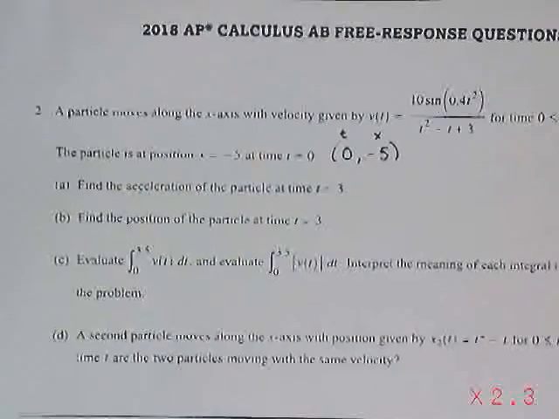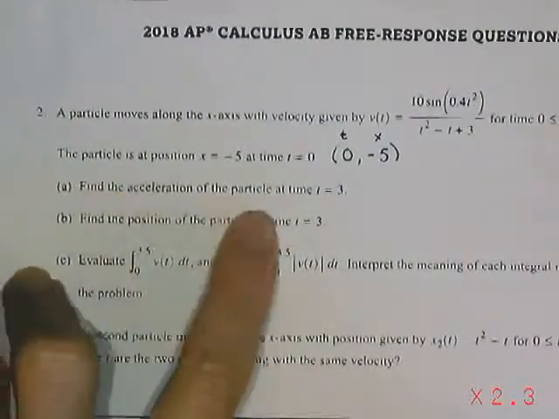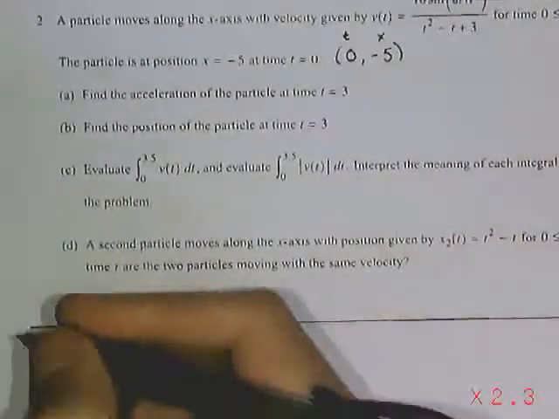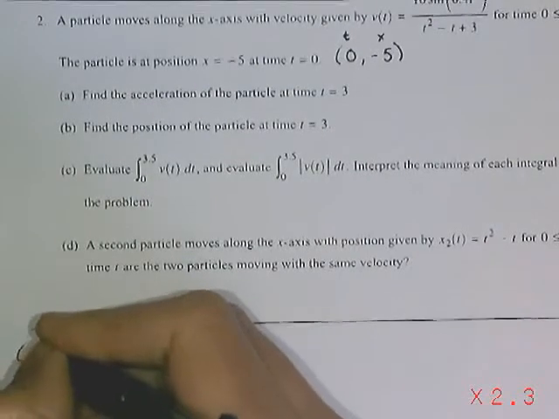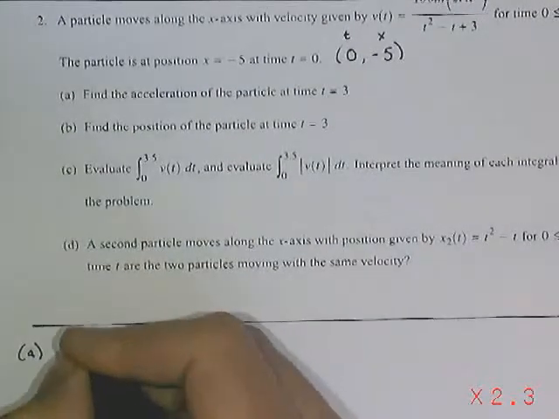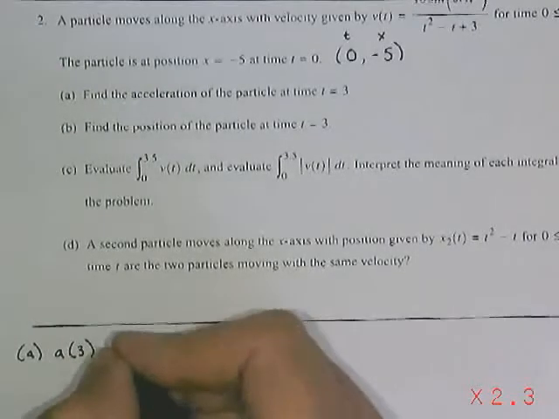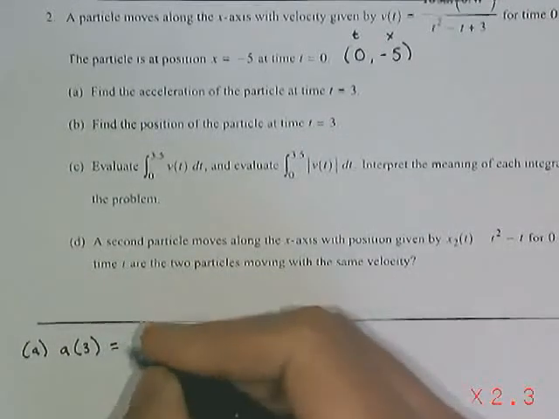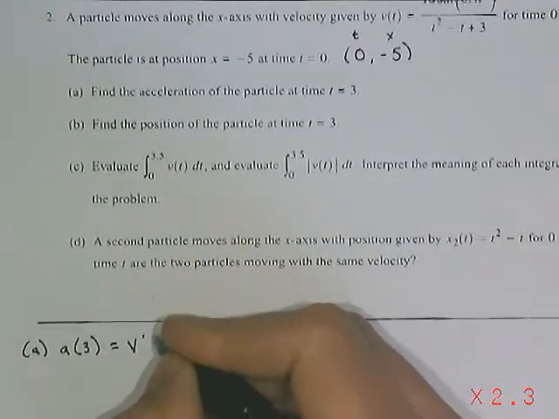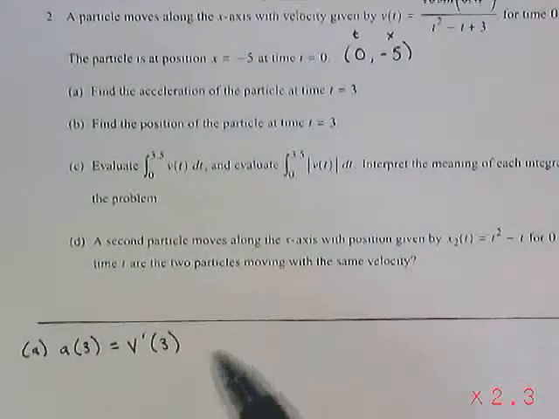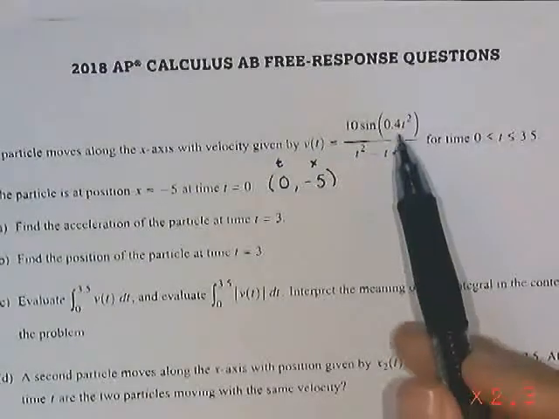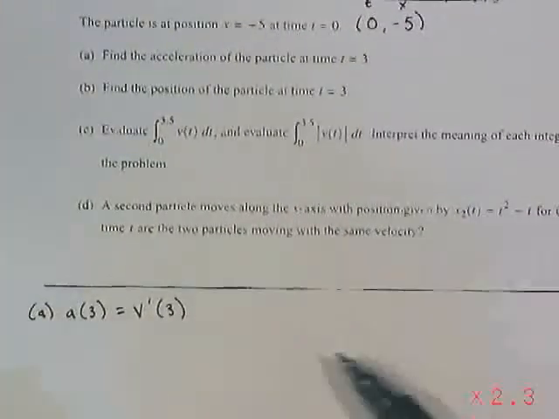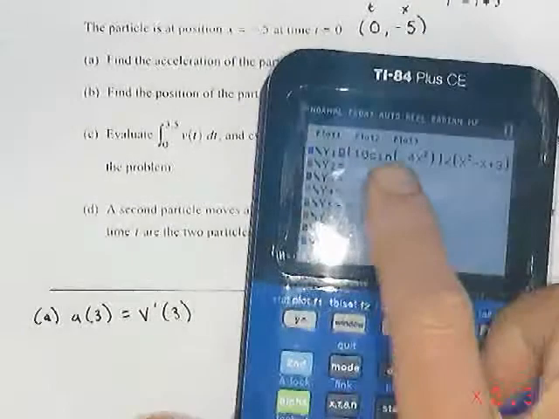Okay? So part A, find the acceleration of the particle at time t equals 3. I think we're actually going to have room to do the problem down here. So recall that the acceleration is the derivative of the velocity. So the acceleration at time t equals 3 is really the derivative of velocity at time t equals 3. And before you get all worked up and start trying to differentiate this using the quotient rule and all that stuff, this is a calculator problem. Let's use our calculator. So we've got this function.